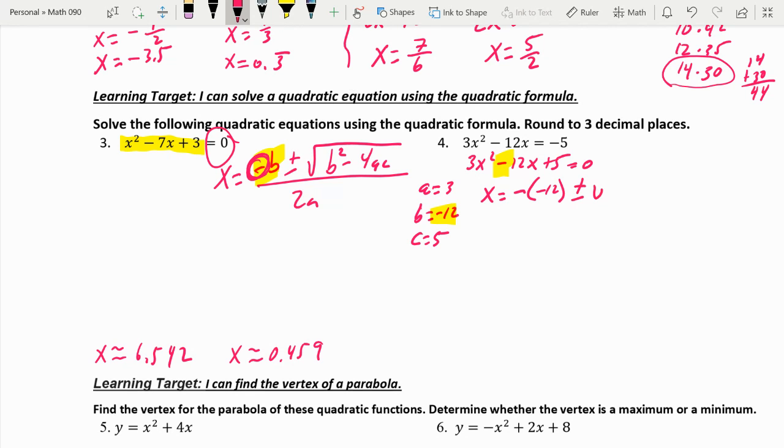All right, plus or minus the square root. Let me extend that a little further. Substitute, so you're using parentheses. b squared, negative 12 squared, minus 4 times a is 3, c is 5. You notice I'm using parentheses, so I'm not screwing anything up. All divided by 2 times a. Now, a negative and a negative, those two negatives give me a positive 12.